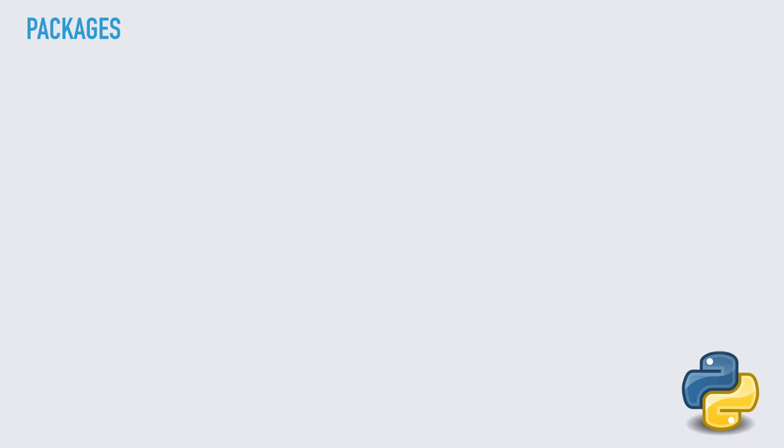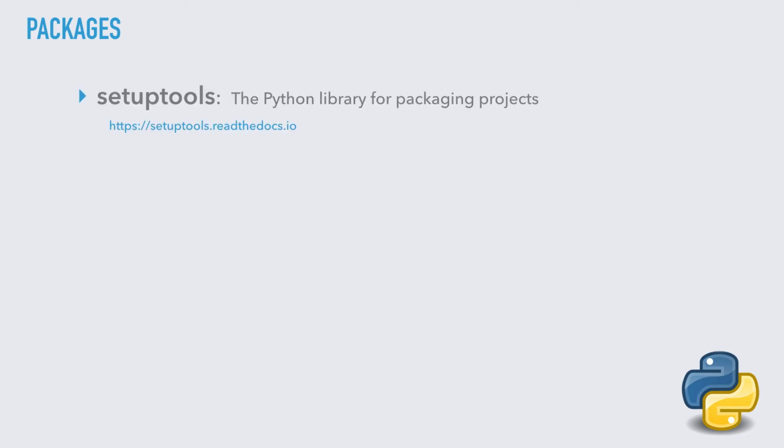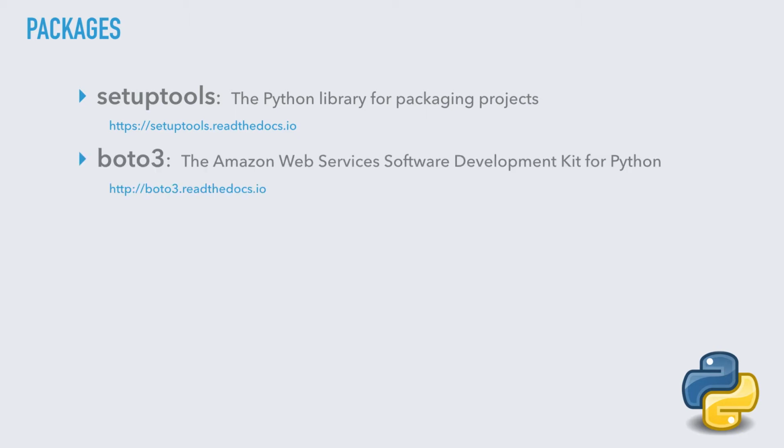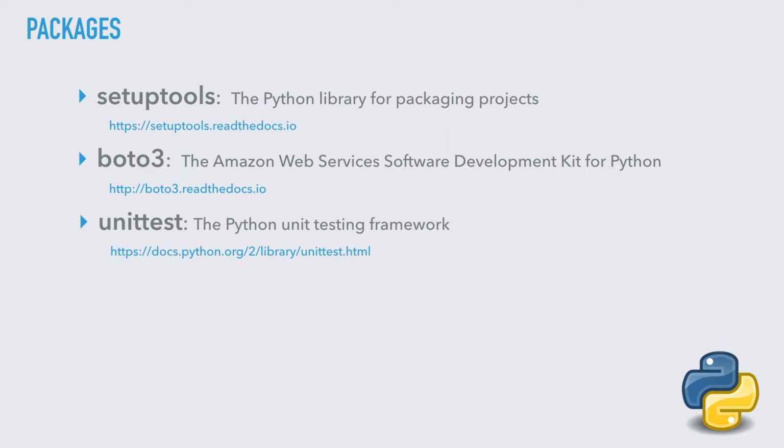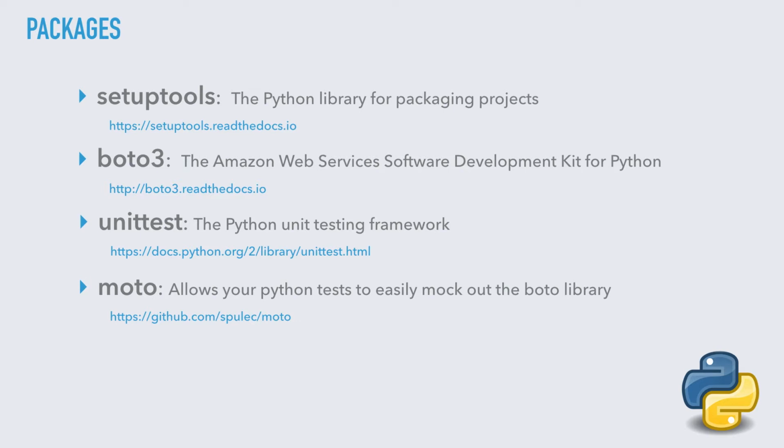Throughout this talk, I'll primarily be covering 5 Python packages. Setuptools is Python's library for packaging up your project. Boto is of course Amazon's SDK for Python. Unittest is Python's standard library testing framework. Moto is a fantastic tool for mocking out each of your Boto calls. And Coverage will help us measure our project's tests.